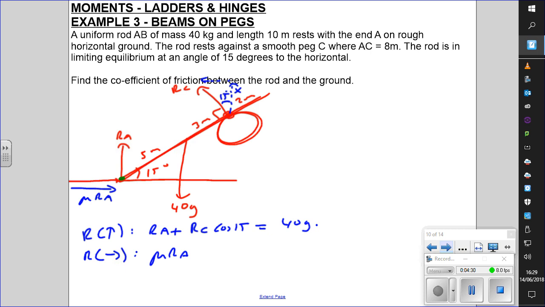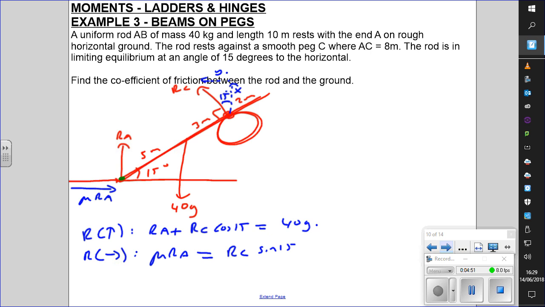What else do we have? Nothing apart from the thing opposing it, which is this y element here. So force is RC, and then we've got sine 15 because that's opposite. Y is opposite that 15. Okay? So it looks like we've got simultaneous equations here.